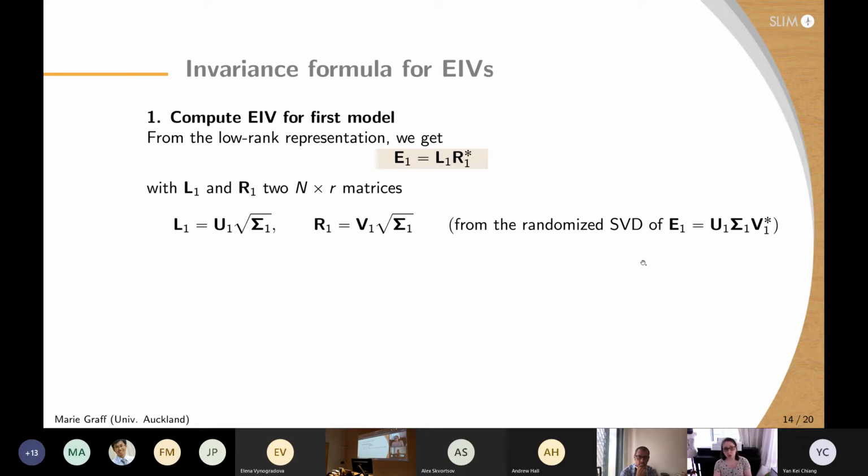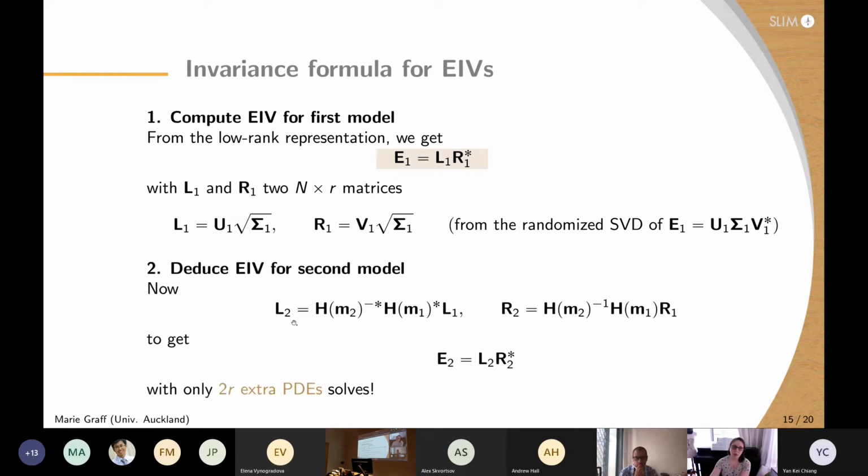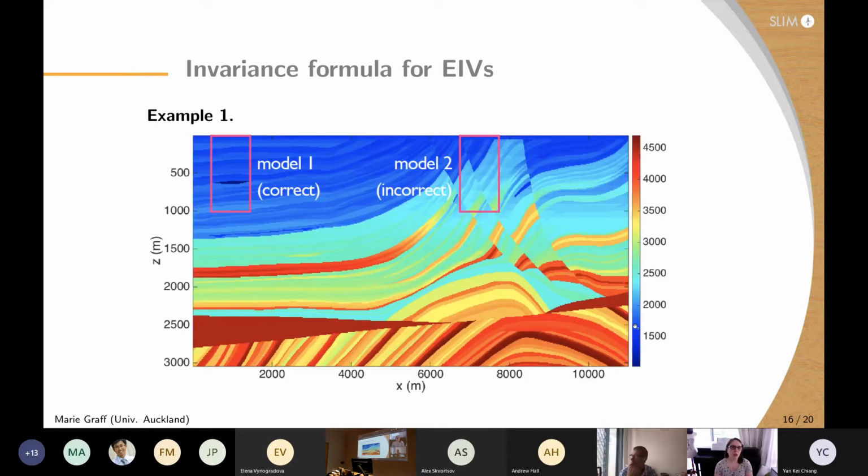Typically that works also for the low rank representation, when you decompose or split the image volume into two components, where here L and R are very thin matrices, typically the size of U and V, so the matrices containing the singular vectors. And you can easily get the new component for the second model just by adding two R extra PDEs, where R was again a very small number, the number of significant singular values. So we save a lot of energy and effort here to get a new model without recomputing entirely the image volume.